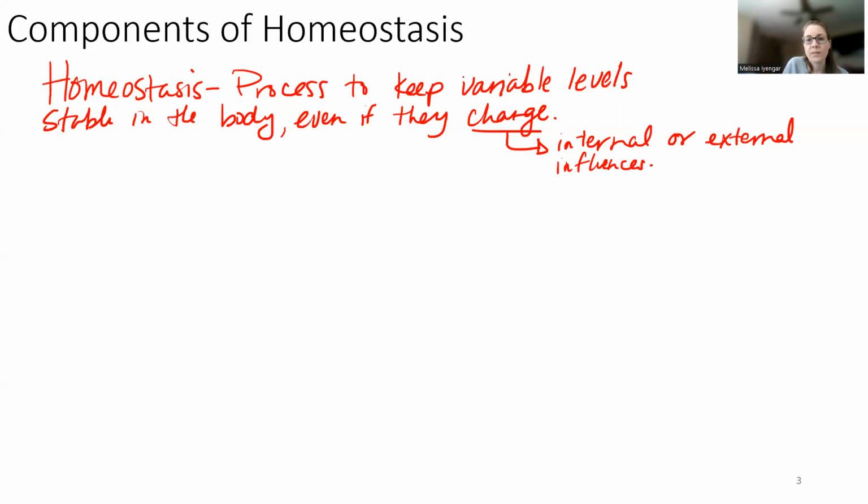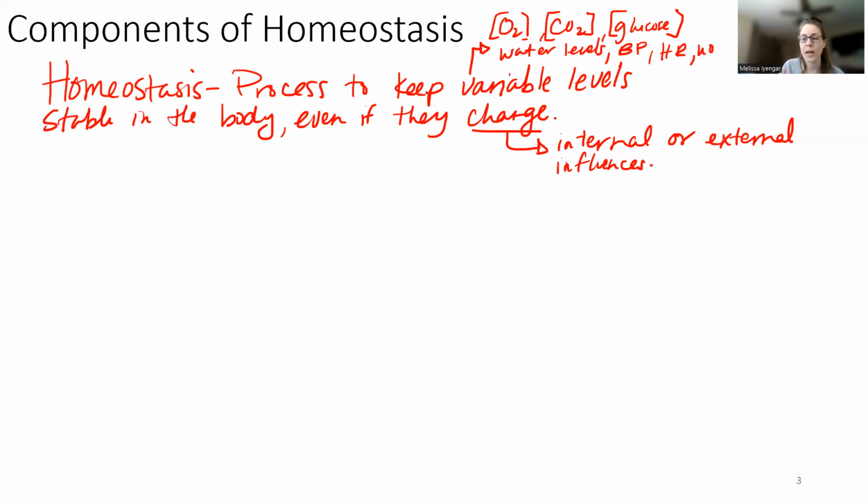Okay. What is a variable? A variable is anything in the body that we need to remain stable. So this could be things like oxygen concentration, carbon dioxide concentration, glucose, which is sugar concentration, water levels, anything. It could be blood pressure. It could be heart rate. It could be urine output. All of those are variables that we have to have at a specific level, and we have to maintain that.